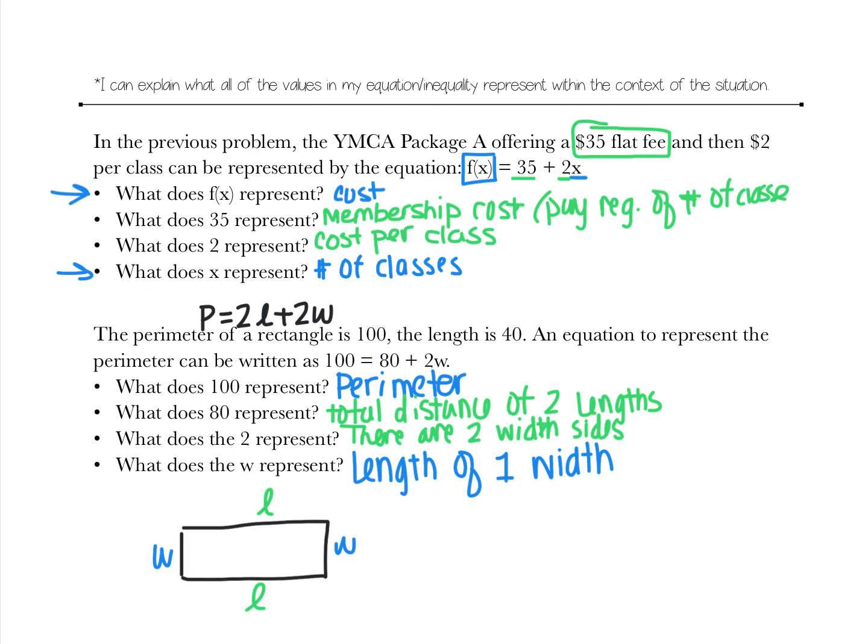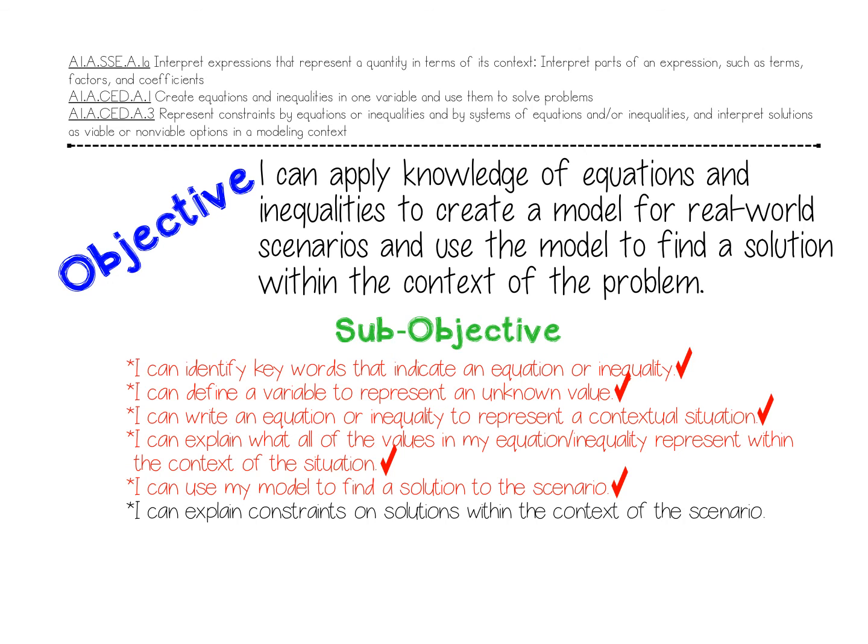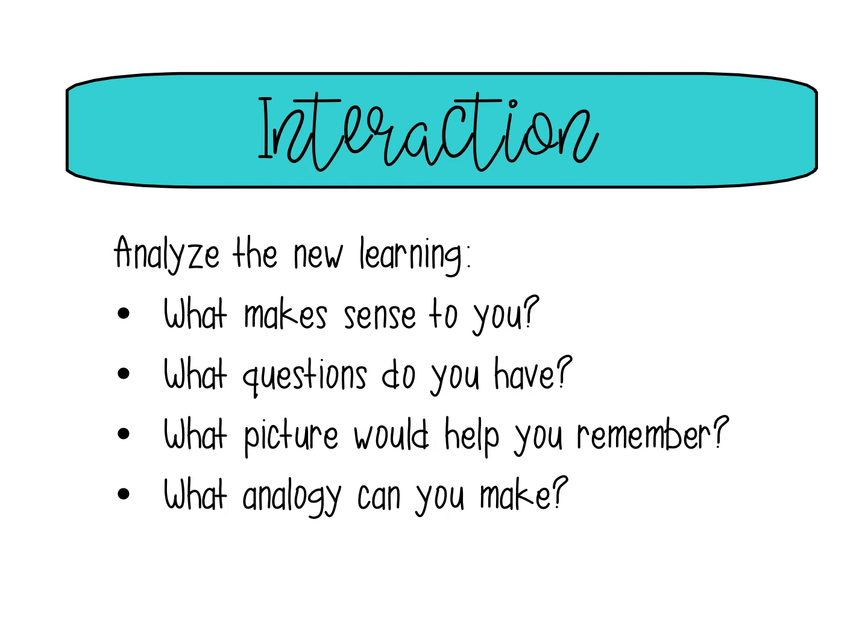And then the 80 is going to be the distance of 2 lengths because this is 2 lengths and it gives me just 80 because I know the length is 40. So the 100 is the perimeter, the 80 is the total distance of 2 lengths, and the 2 represents that there are 2 width sides, and the w represents the length of one width. All right, so we can explain the values of the equation and what they represent in the context of a situation. Go ahead and pause the video and have an interaction in your notes.